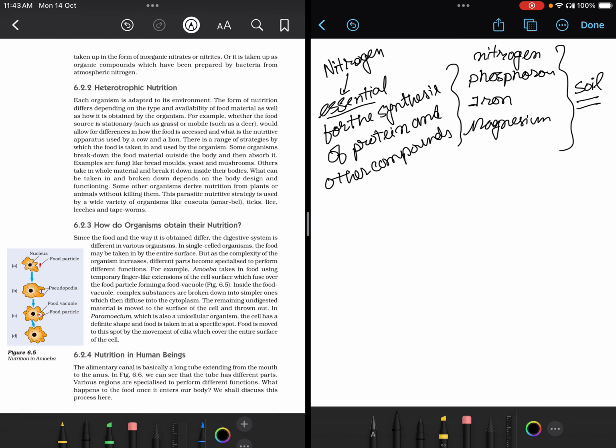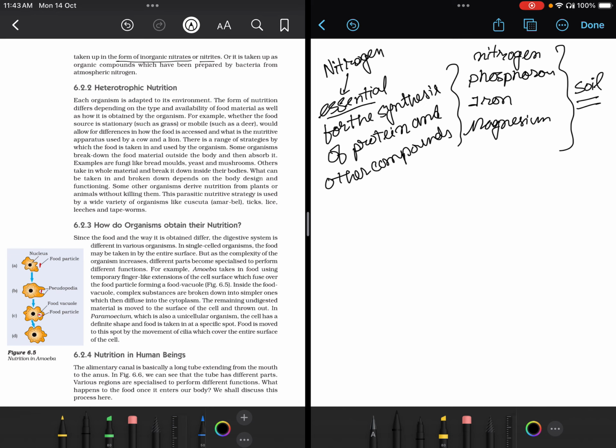Nitrogen, they're saying, is taken up in the form of inorganic nitrates or nitrites, or it can be taken up as an organic compound which has been prepared by bacteria from the atmospheric nitrogen. In your class 11, you will get various bacteria. Those are called nitrogen fixing bacteria. There are cyanobacteria. In your class 11, you will get this term. They can fix atmospheric nitrogen. Cyanobacteria can fix atmospheric nitrogen in the structure called heterocyst. So you will get this in your class 11.